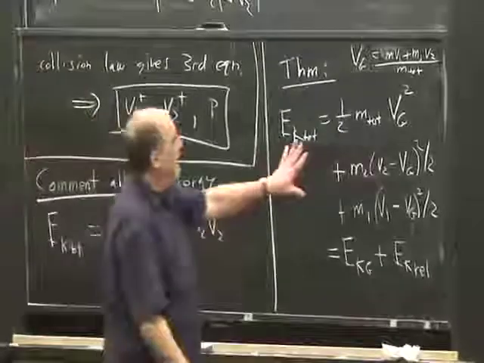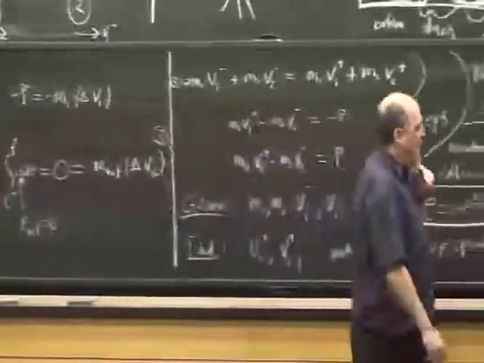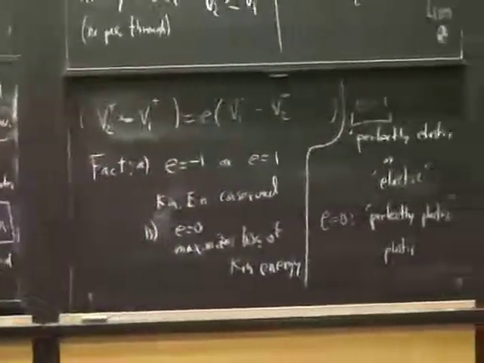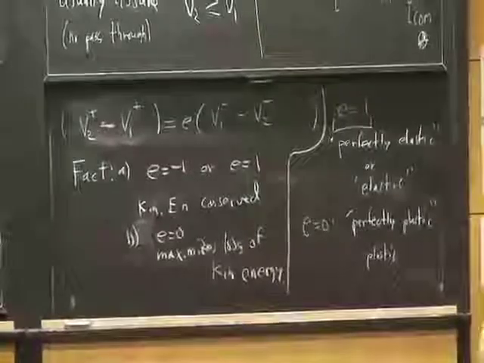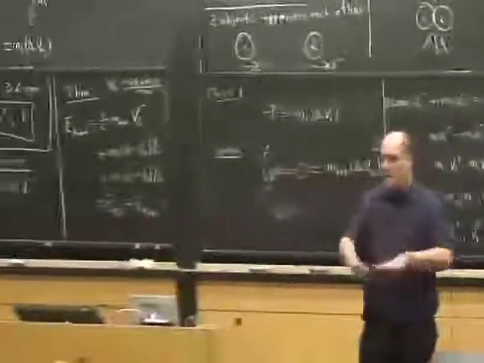Okay, now if you understand and believe this, it tells you how to do the homework problem, which is this result over here, that you maximize the loss in the kinetic energy by setting the coefficient of restitution equal to 0. So any quick questions? Okay. See you Thursday.